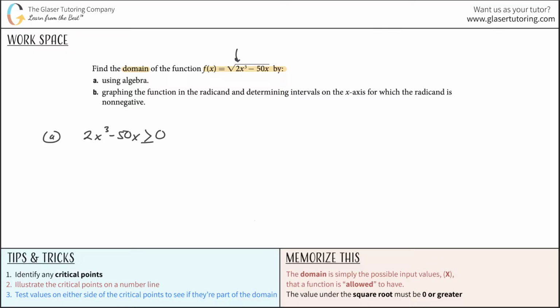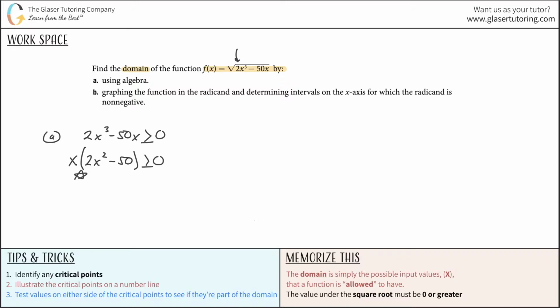So this is how I set up my constraint. This will now allow me to find certain critical points at which the function may be 0 or greater than 0. All right. So now we're basically going to solve this. The first step, which is just algebra, is to factor out an x. If I factor out an x, I then get x times 2x squared minus 50, which is greater than or equal to 0.